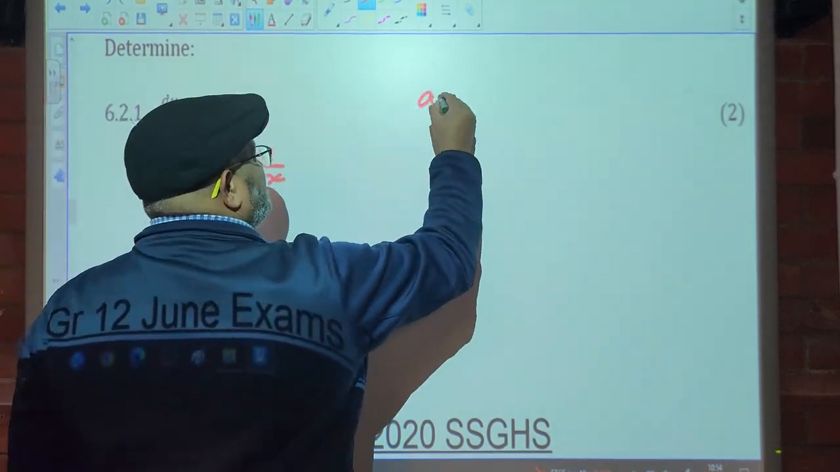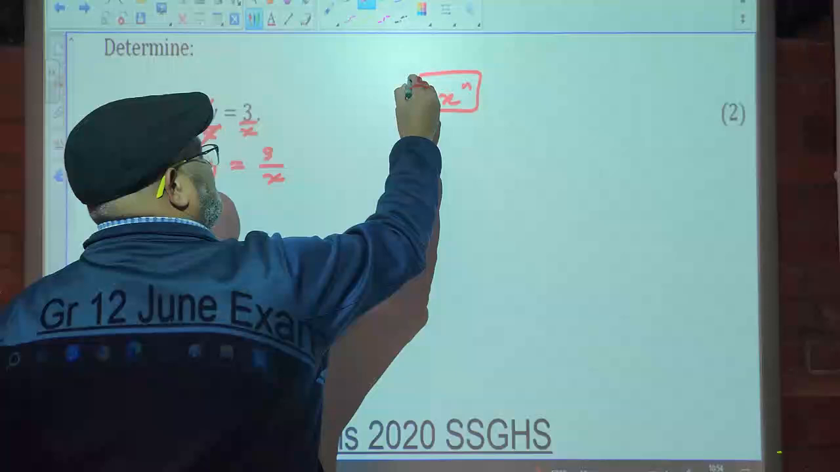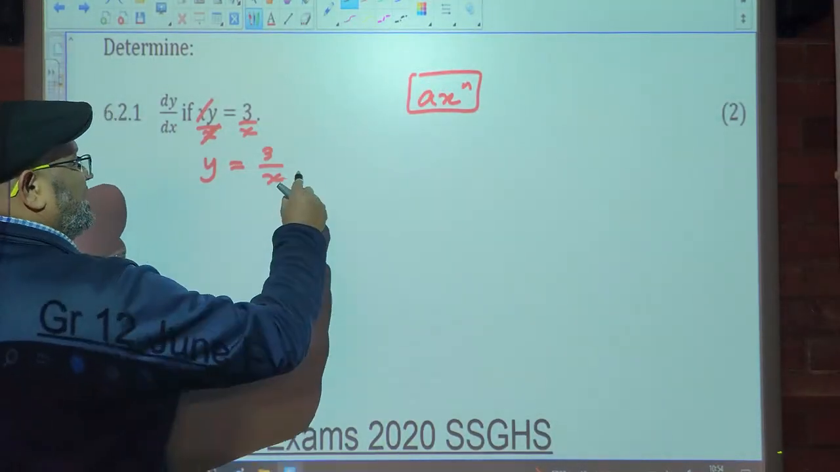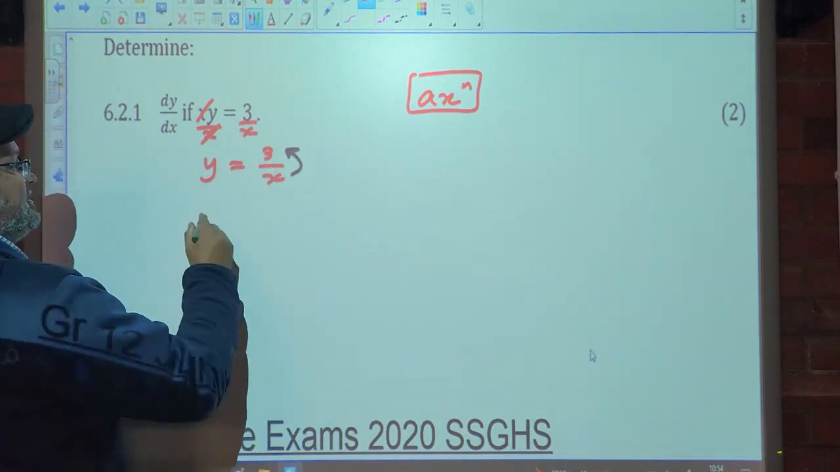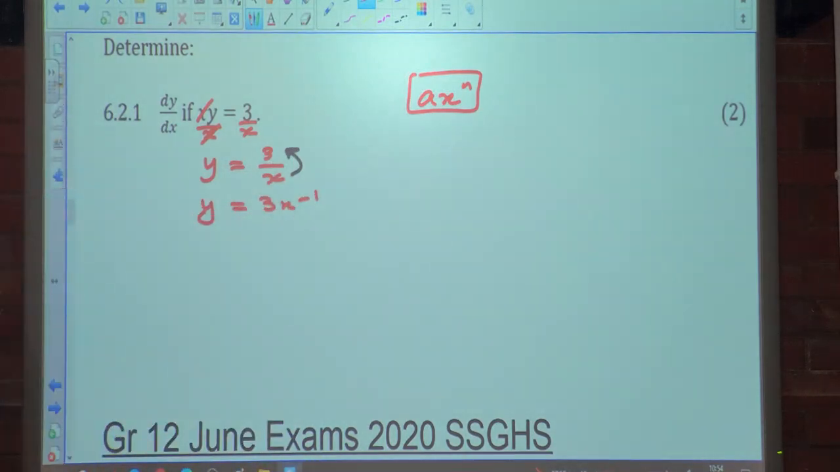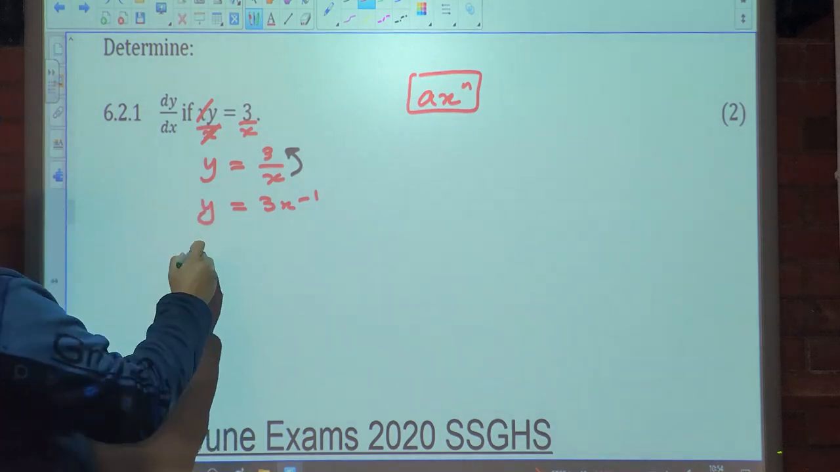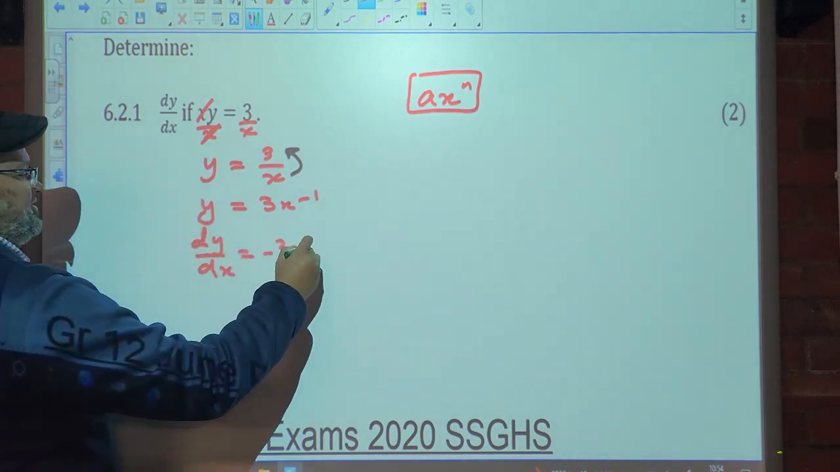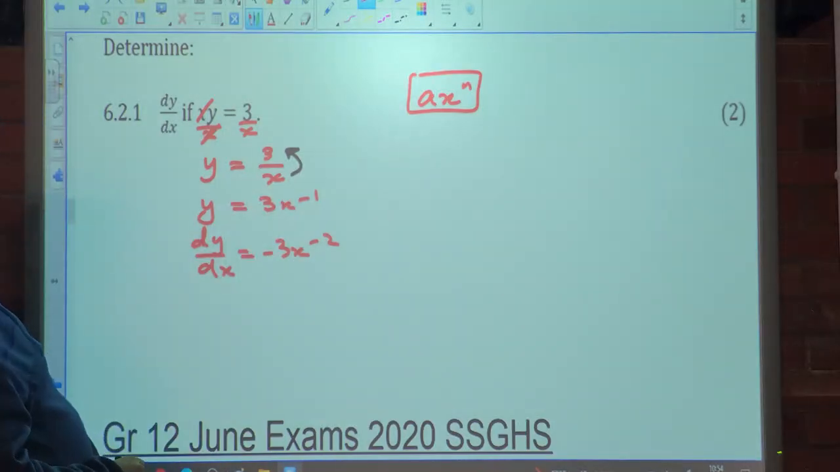But remember, we want it in the form of ax to the exponent n. That's the form we wanted. So what do I do? I bring that up. So now I have y is equal to 3x to the minus 1. I got it in the form I needed it to be in. Now I can apply dy dx. So the derivative of y with respect to x is equal to negative 3x to the minus 2.